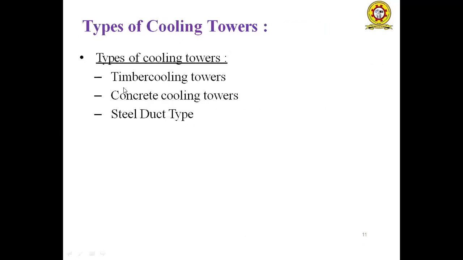Next, types of cooling towers. Cooling towers are broadly classified into three types. First one is the timber cooling tower, second one is the concrete cooling tower, and next one is the spray cooling tower. It is based on the construction material which we are taking.